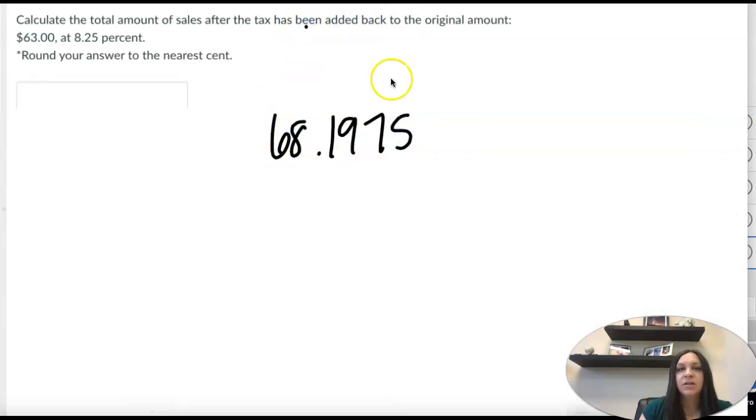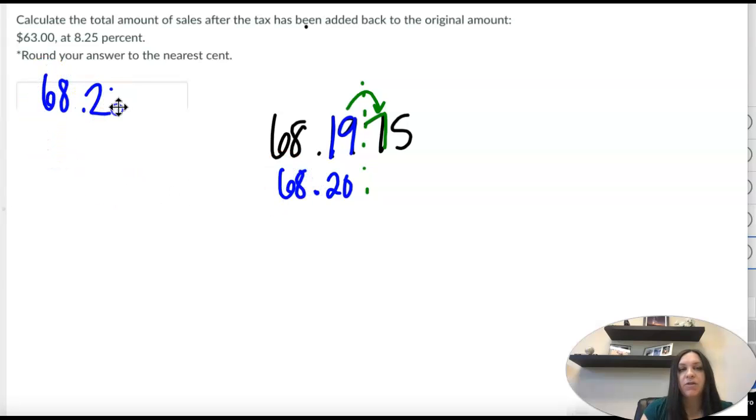So 68.1975. A cent is two numbers, right? And we want to look here. Since this 7 is greater than 5, this 9 has to go up, but it's as high as it can go. So now we change the 19 to a 20. So 68.20 would be our rounded answer.